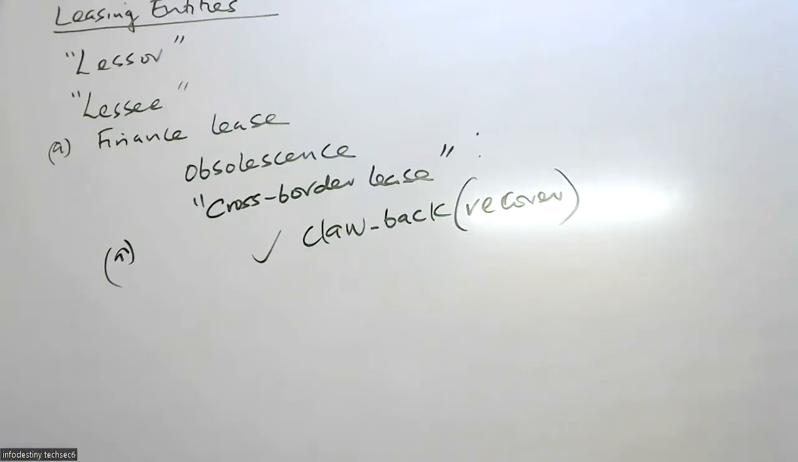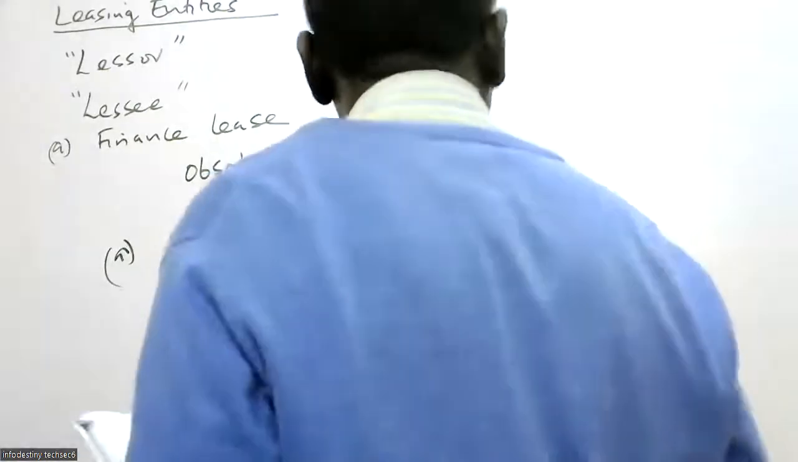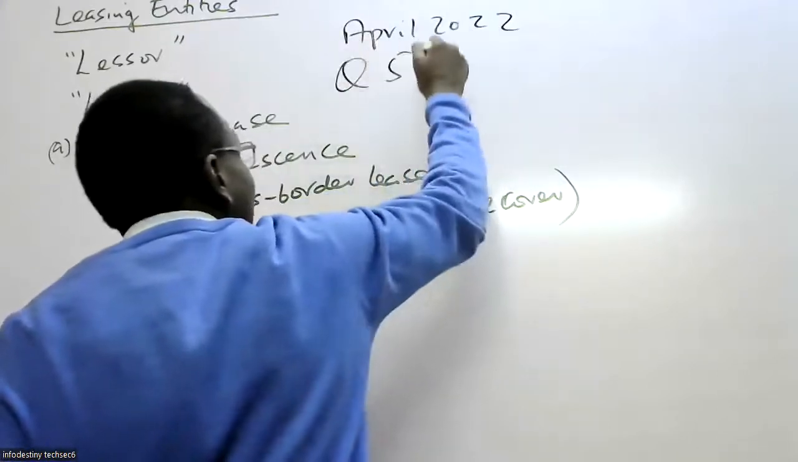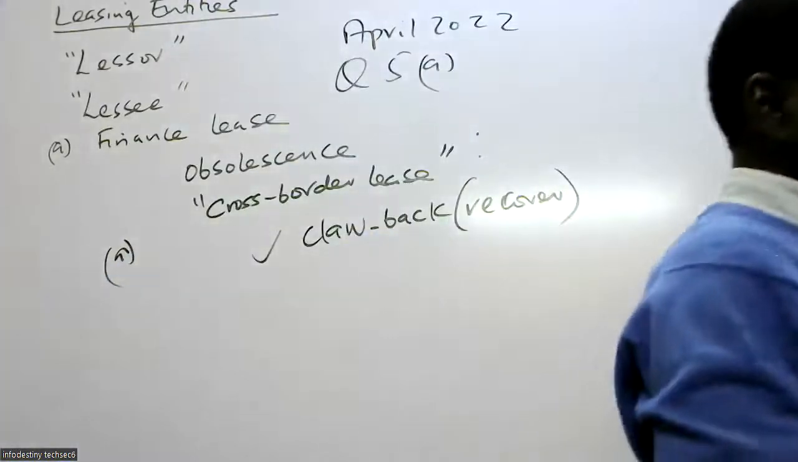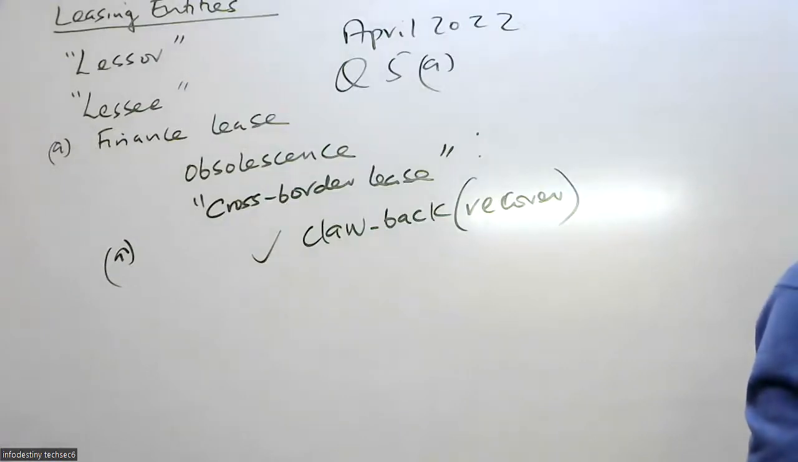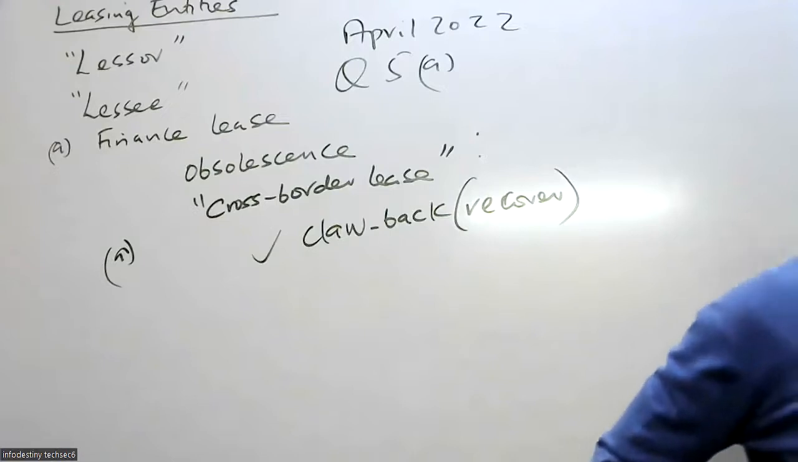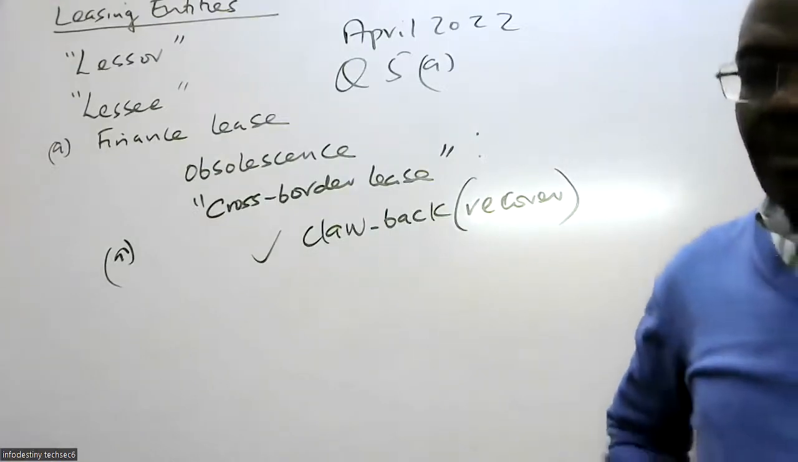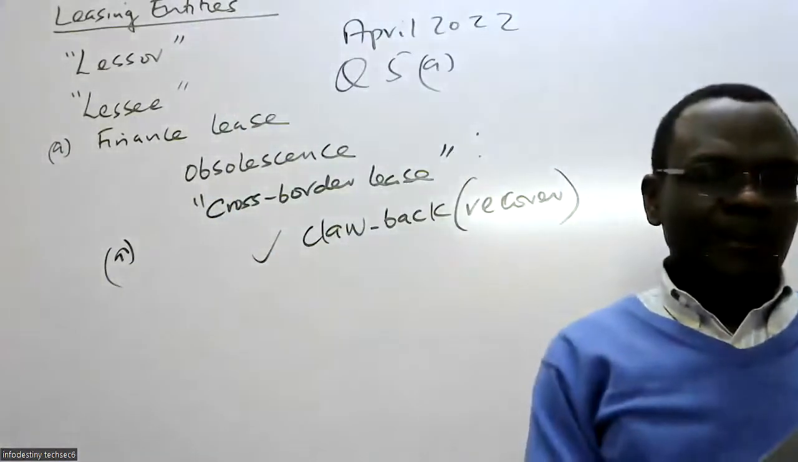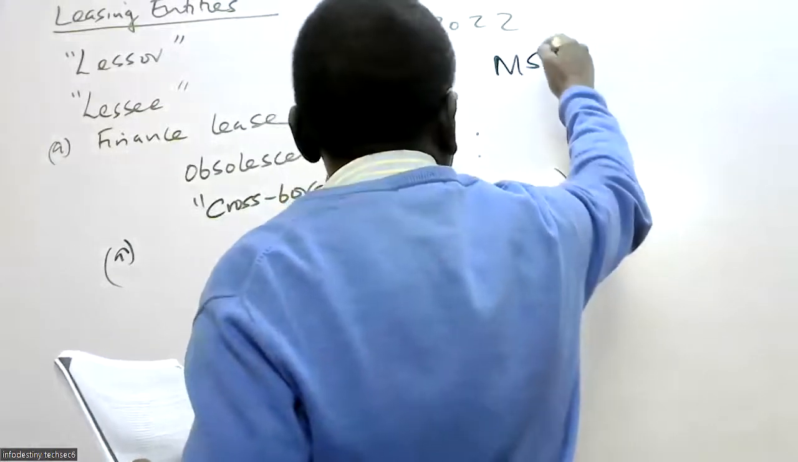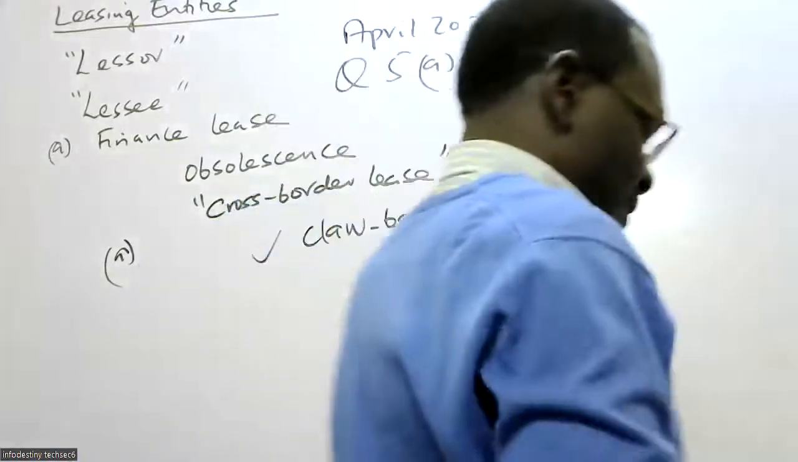So just say for the first part, A, constraints faced by the revenue authority in assessing and collecting taxes for micro, small, and medium enterprises. This is April 2022, question 5A. We call them SMEs, or MSMEs.